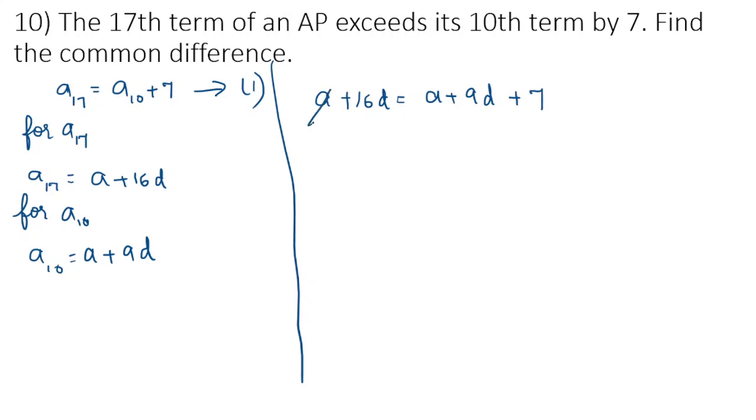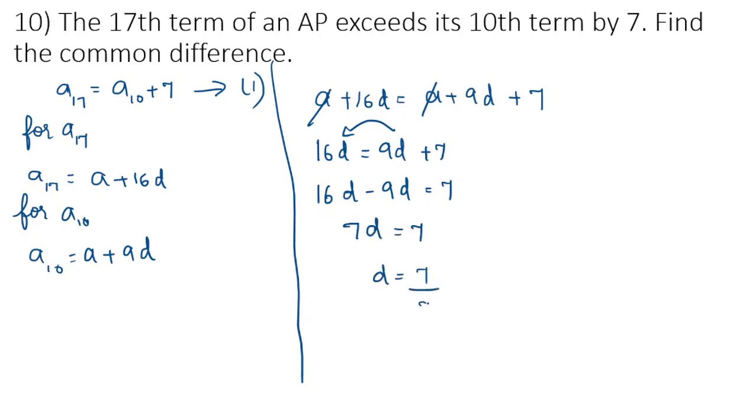Okay, so A and A on the left hand side and right hand side, with the same sign, get cancelled. Now 16D is equal to 9D plus 7. I'll transfer this 9D to that side: 16D minus 9D is equal to 7. 16 minus 9 is 7, so 7D is equal to 7. So D is equal to 7 by 7. The answer is 1. They asked to find the common difference, that was 1.